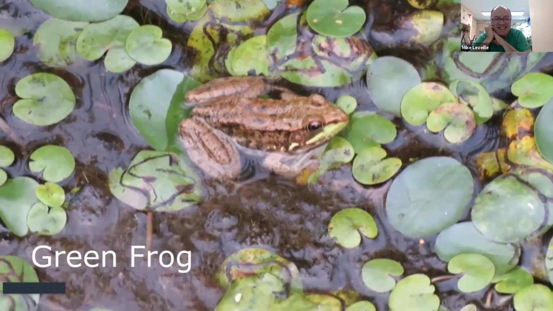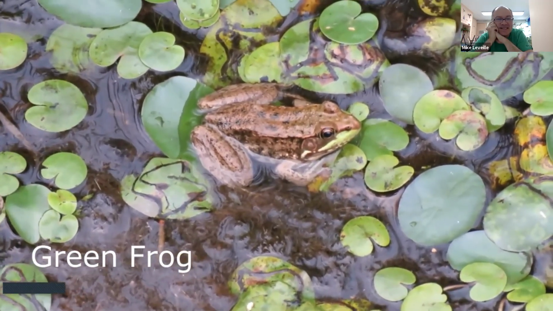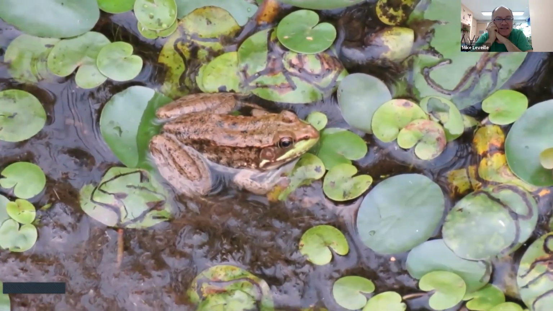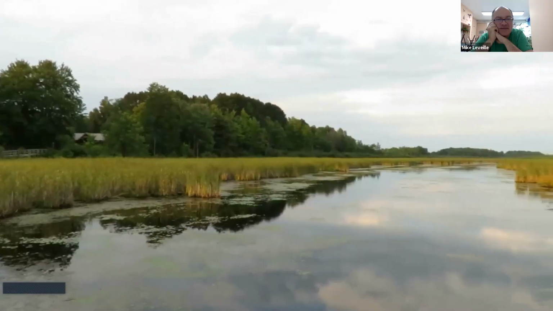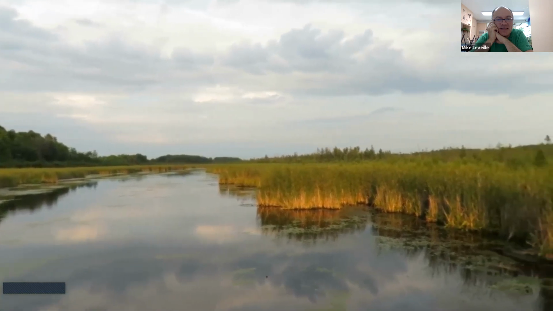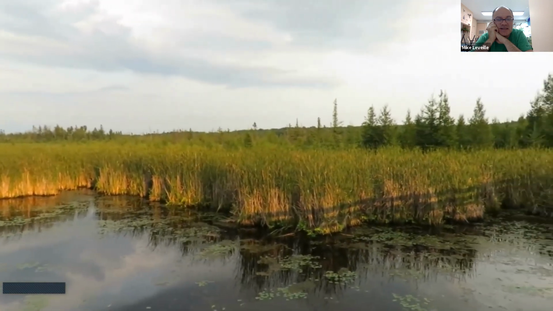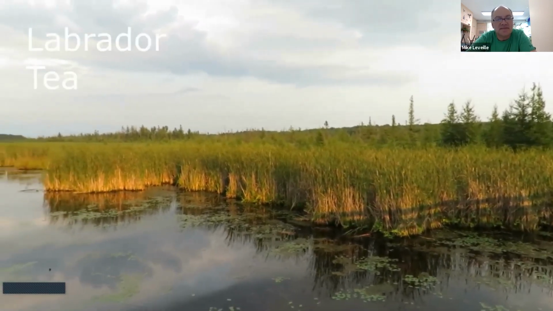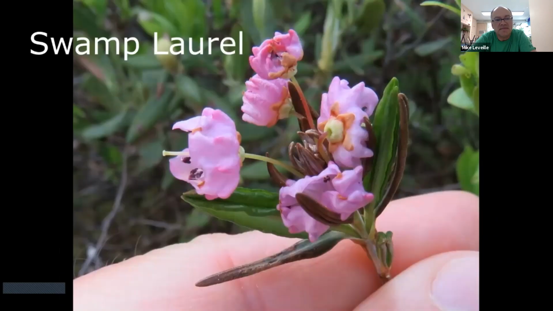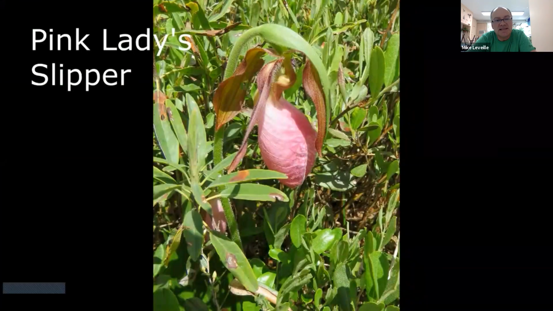Here's a green frog. You can see the ridge behind the eye that goes all the way down the back. These guys are very well camouflaged here. Let's look at some of the species I've seen over the past few years. The low-lying mat of vegetation growing on top of the bog has some very interesting plant species, including Labrador tea, wild calla, swamp laurel, cotton grasses, they're nice and fluffy, and many other plants.